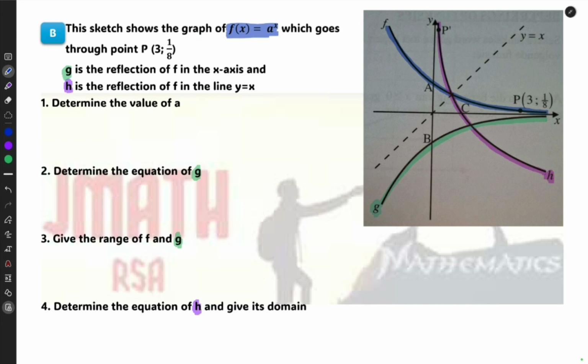If you struggle with functions, that will really help you. Then, determine the value of a. Now I can see a is my blue function, and on the f, the blue function, I can see a coordinate, 3 and 1/8. And that's what I'm going to use to find a.